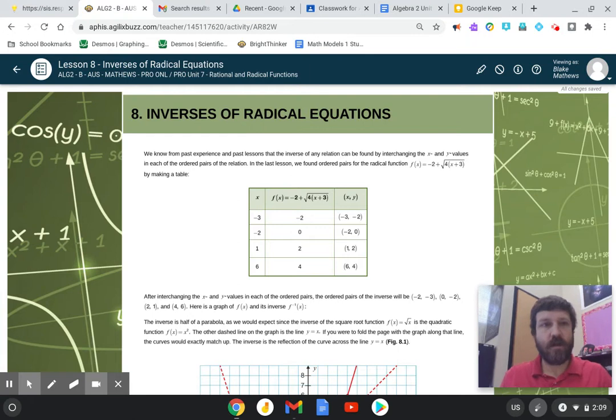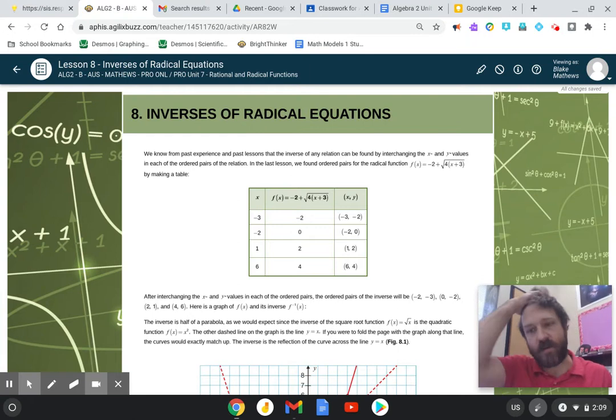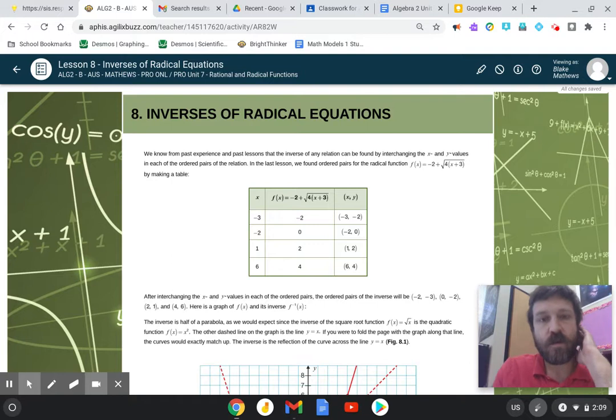All right, this is the Algebra 2, Unit 7, Lesson 8 video over inverses of radical equations. You've already worked with inverses in previous units, and the way you do this with radicals is not going to be any different. So we're going to start off with how to do it algebraically.